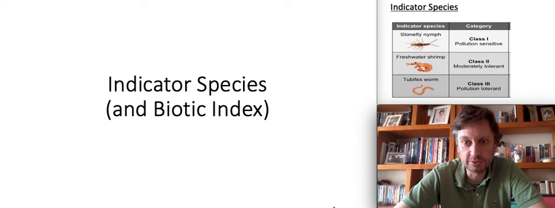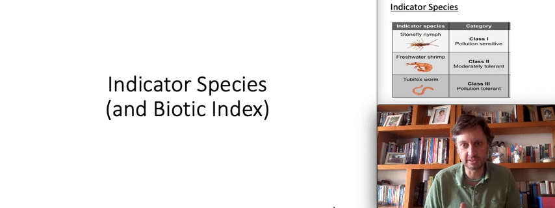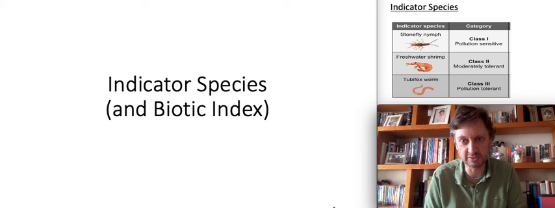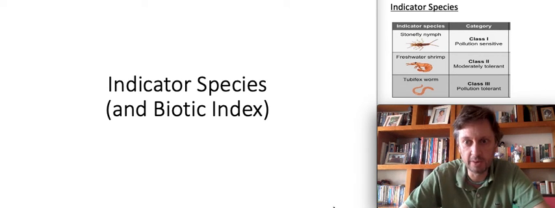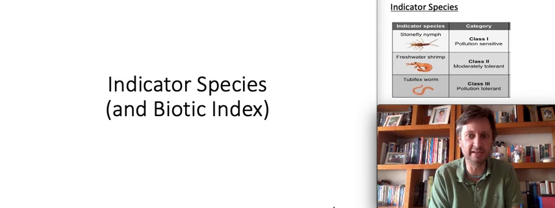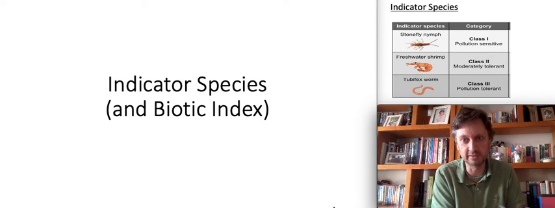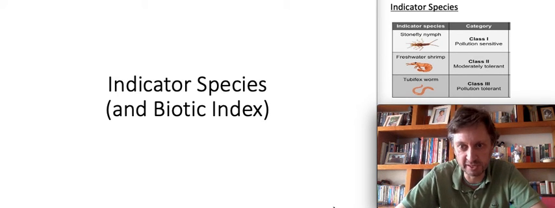I'll just use this opportunity to do another quick video, in this case on the subject of indicator species. An indicator species is a species where, if it's present in the water you're investigating, or your water body, some species are indicative of that water being very clean. Some species, if they're present, are indicative of that water being polluted.